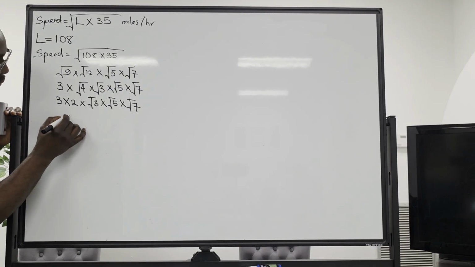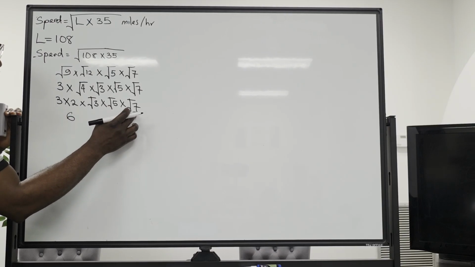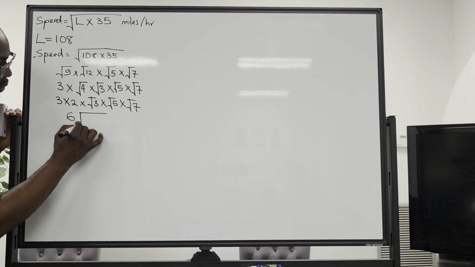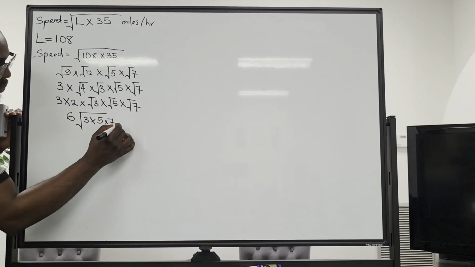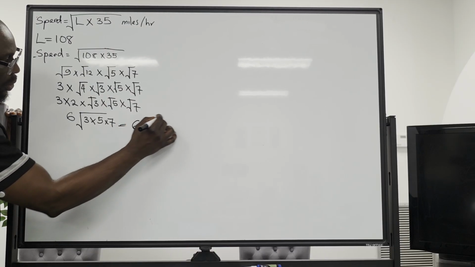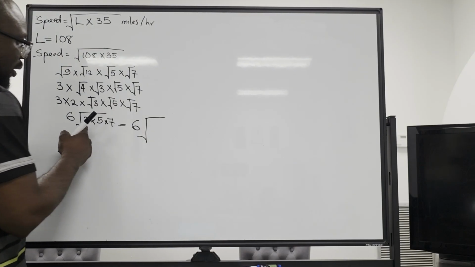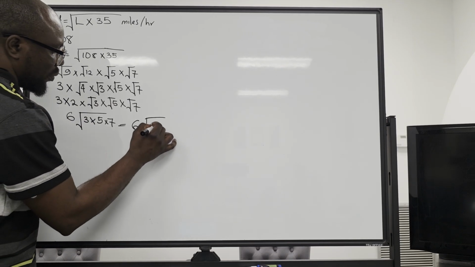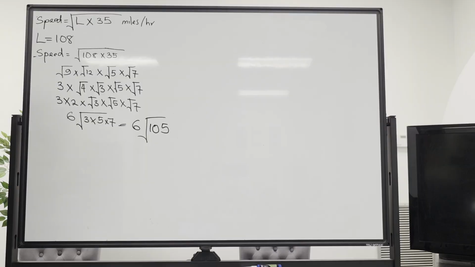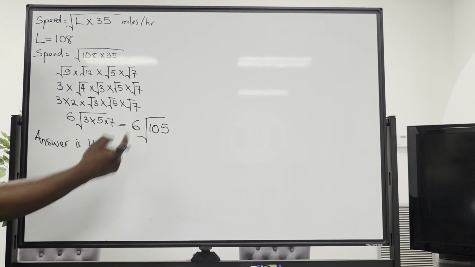So 3 times 2 is 6. Square root of 3 cannot go any further, 5 cannot go any further, and 7 can't go any further. So you now have square root of 3 times 5 times 7. So 6 square root of 5 times 7 is 35. 35 times 3 should give us 105, I believe. So our answer is 6 square root of 105, which is H.